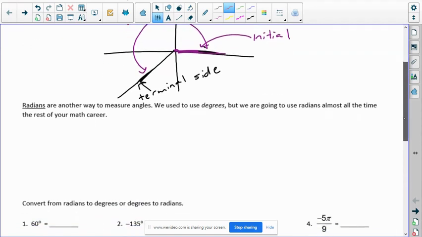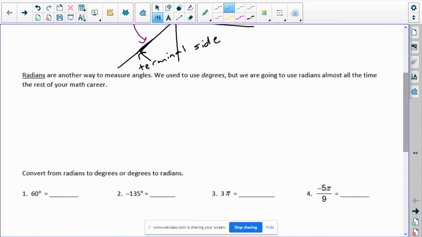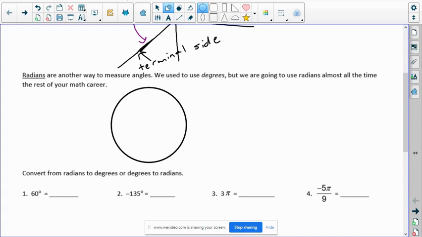Often we measure angles in what's called radians. You're going to see radians way more often throughout your math career. Degrees existed because the Babylonians did their numeric system in base 60, where we do ours in base 10, and 60 squared is 360.